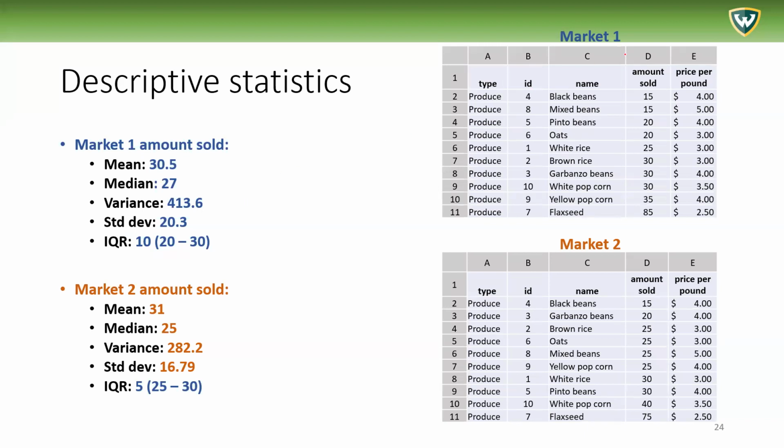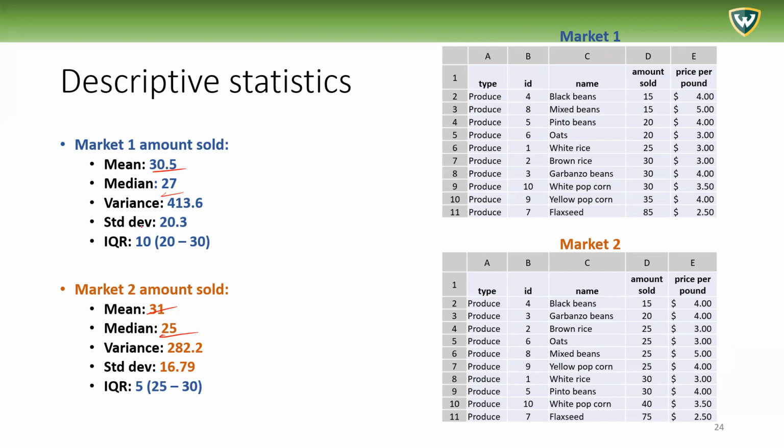So in the market 1, for amounts sold, so these are the pounds of items sold, there was 30 pounds of amounts sold on average, mean average, but the median was 27. In the market 2, there were 31 pounds of amounts of products sold, but the median was 25. So while it may seem that market 2 in general, in the aggregate, sold slightly more pounds if you use a mean, but if you use a median, it looks like it sold less. So this is why it's important to think about these measures.